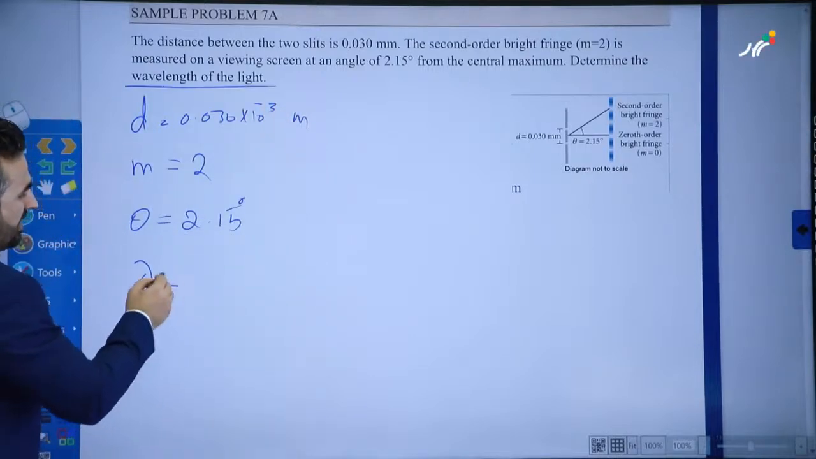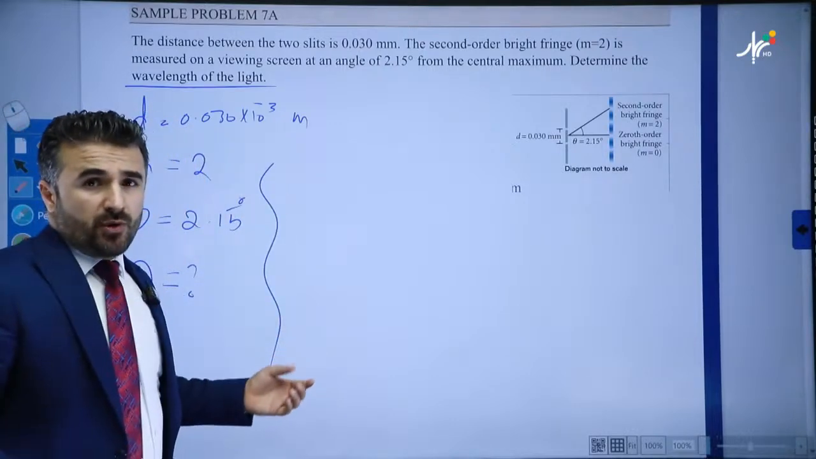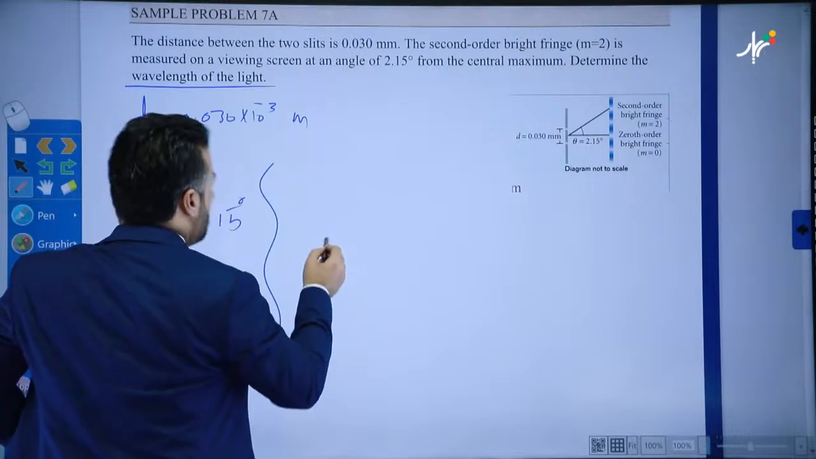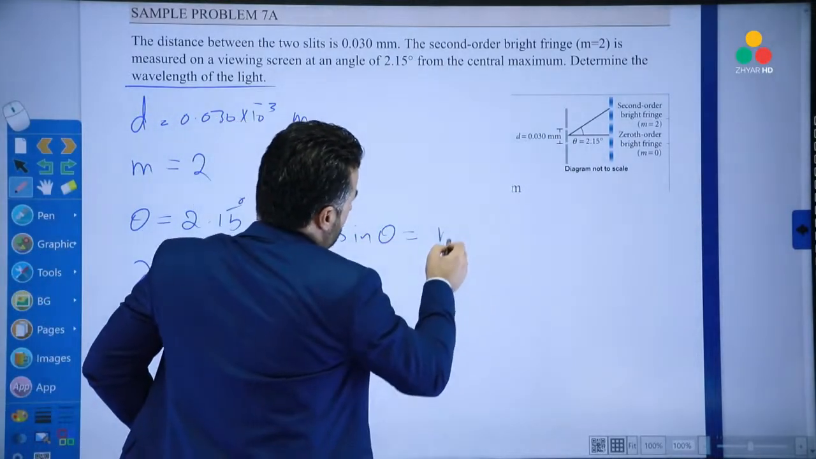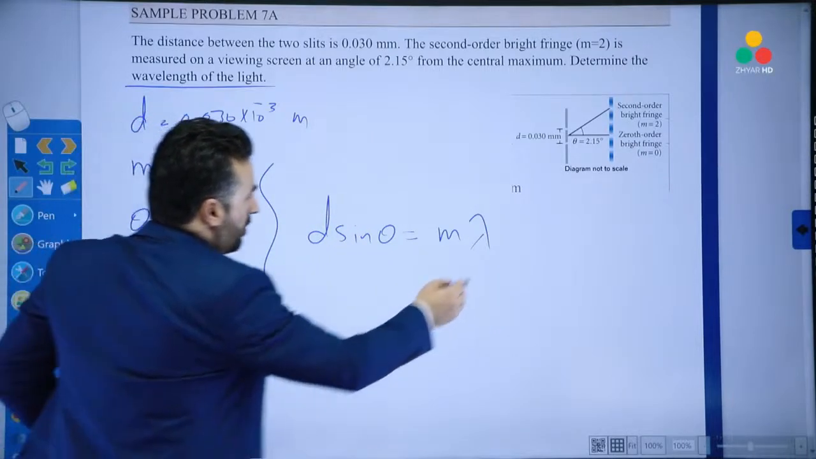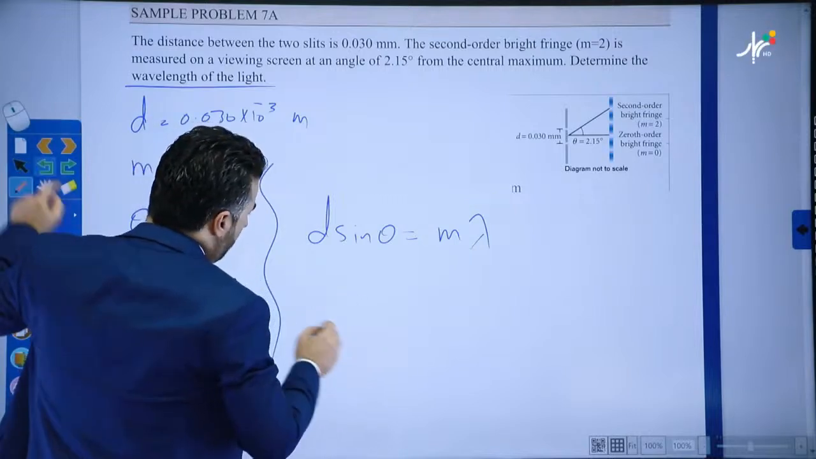Okay, so because it is the condition for bright fringes, we're going to write the equation for bright fringes. We said d sine theta equals plus minus m lambda. Let's forget the plus minus here, just m lambda. So we want the wavelength, correct? So make the wavelength the subject.